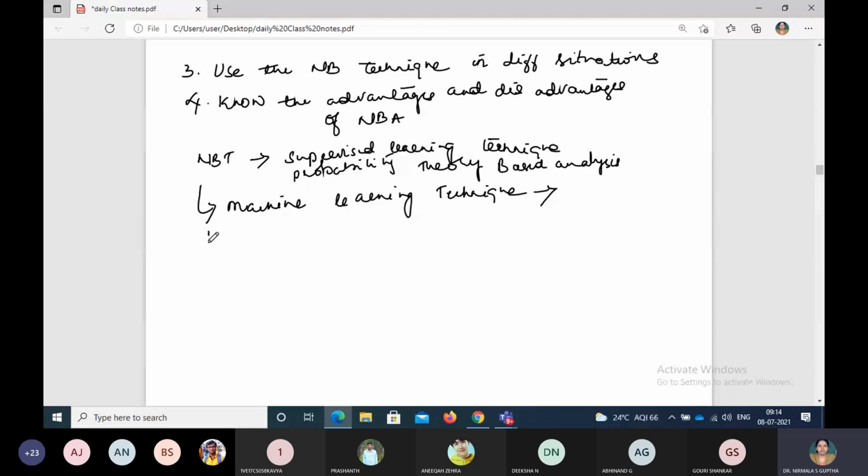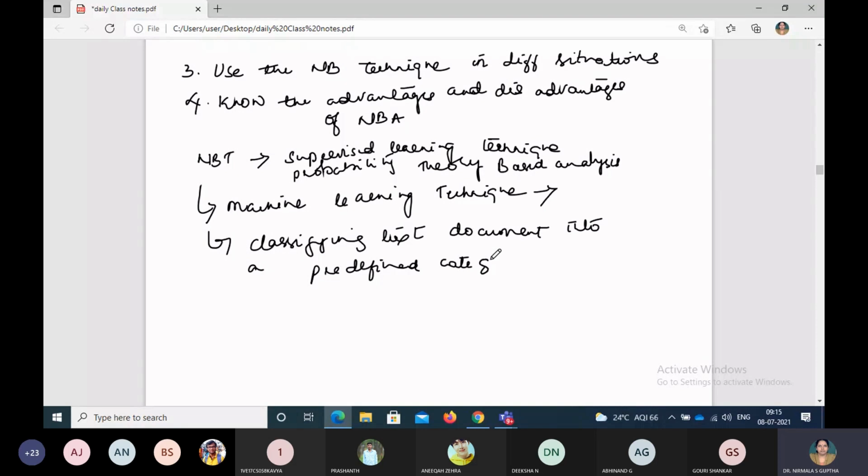So naive-Bayes technique is also often used in classifying text documents into predefined categories. Okay, so any doubts in this?